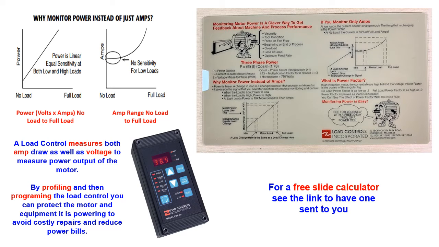By first profiling the motor to see what is normal operation, you can then program in up to 3 set points in a typical load control unit, which will allow you to alarm, monitor, or quite frankly do whatever else you'd like to do to warn you that you've got a problem with either a failure beginning to occur in the motor, such as bearings, or you've got a problem in the equipment that the motor is driving, with something going wrong with that equipment.